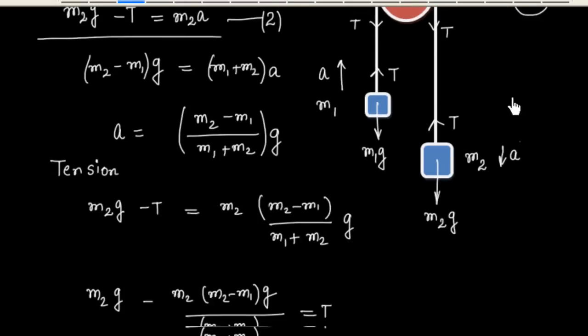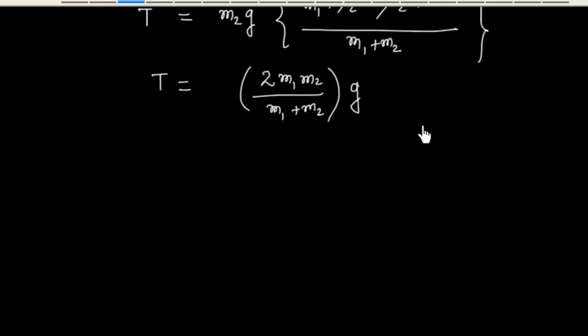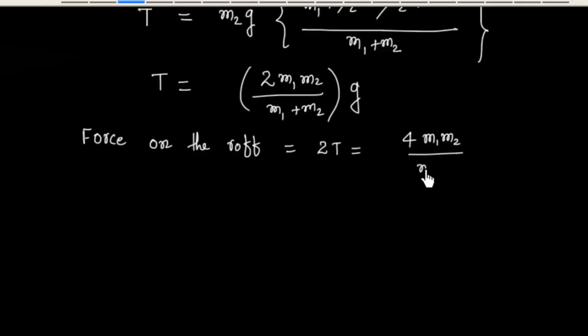So we can write here, the force the system applies on the roof is equal to 2T, and that is basically 4m1 m2 divided by m1 plus m2, and this multiplied by z. So this you can remember.